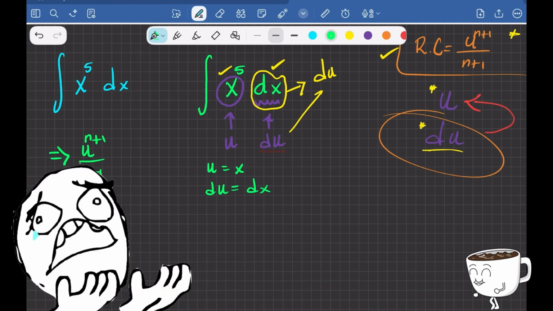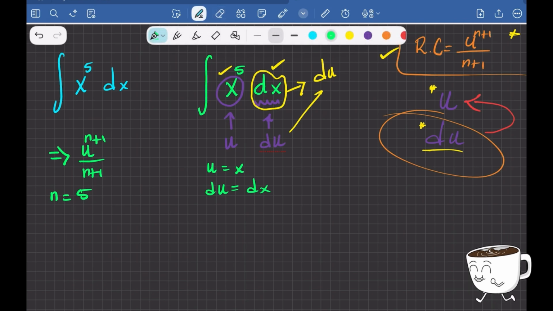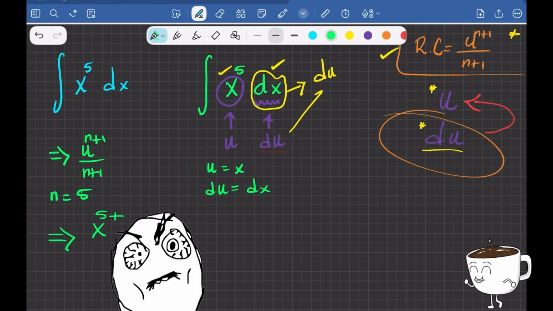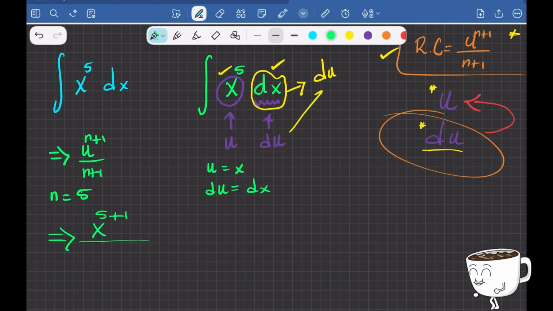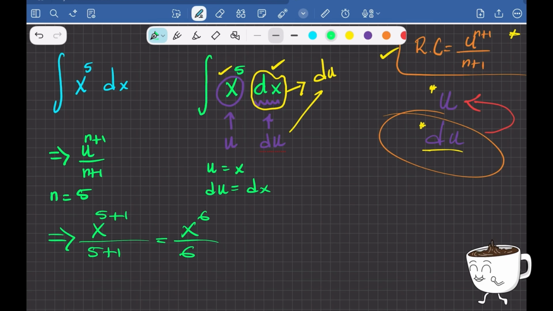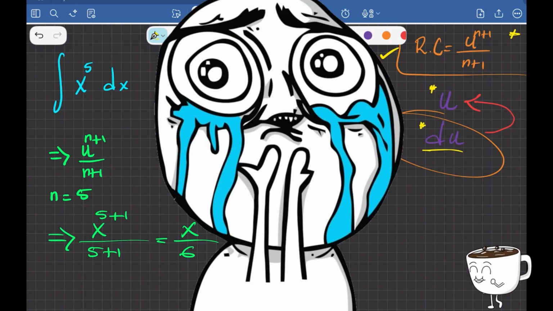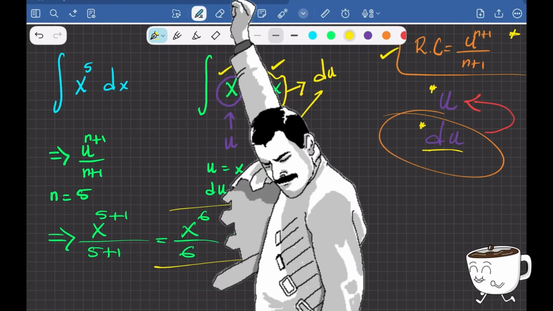Our n in this part would be equal to 5. Yes, excellent. Then by substituting in the formula, where our u equals x and our n is equal to 5, the formula says to add 1 and divide by that same 5 plus 1. This is going to equal x to the 6th over 6. And always remember, in integrals we add the integration constant, which is c. This would be our solution for the integral of x to the 5th.